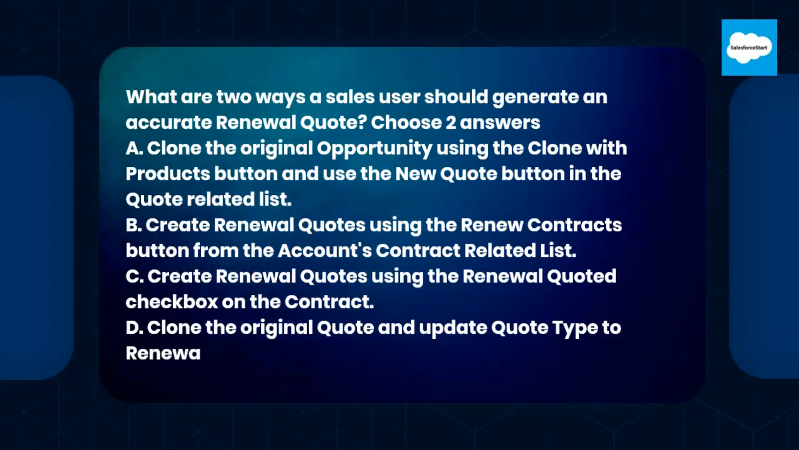Choose two answers. A. Clone the original opportunity using the Clone with Products button and use the New Quote button in the quote related list. B. Create renewal quotes using the Renew Contracts button from the account's contract related list. C. Create renewal quotes using the Renewal Quoted checkbox on the contract. D. Clone the original quote and update quote type to Renewal.